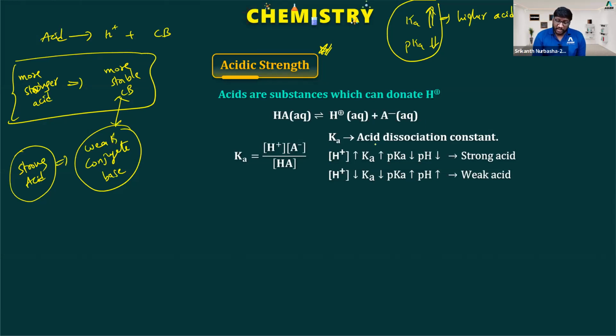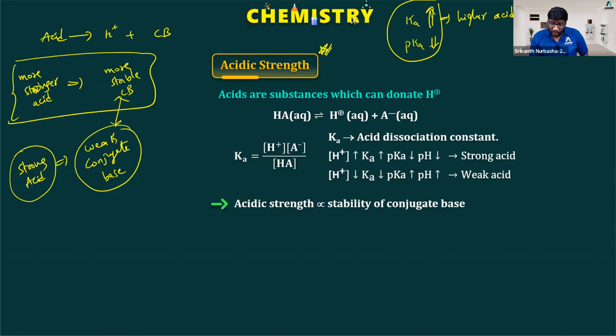More H plus ions means more Ka. Ka more means pKa less. So concentration of H plus high means pH will be less. So that refers to a strong acid. Weak acid means everything will be reverse. Concentration of H plus will be less, Ka will be less, pKa and pH will be high. That is a weak acid.